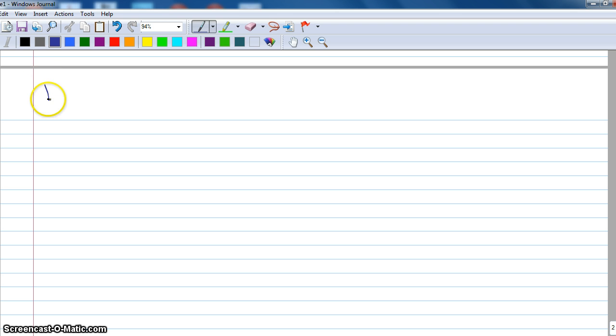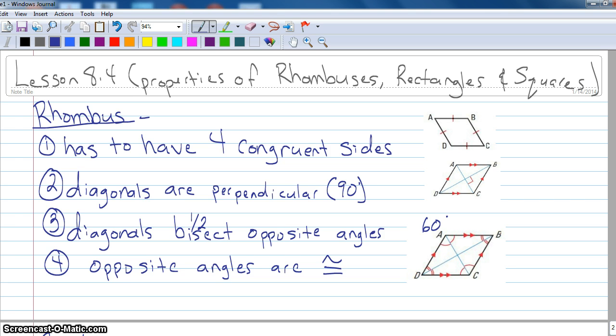Alright, now a rectangle. You know what, I should probably say something over here real quick. On a rhombus, they're just going to say a rhombus, and they're going to assume that you know that a rhombus is going to have every single one of these properties all the time. It is not a rhombus if one of these is missing. It has to have all 4 properties. That goes for any shape that we're doing today.